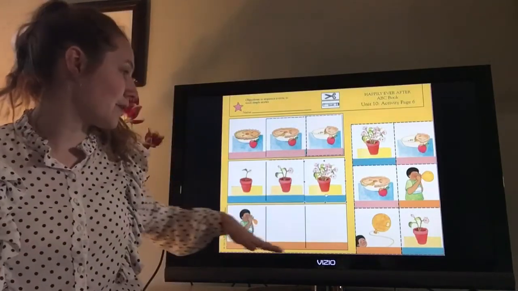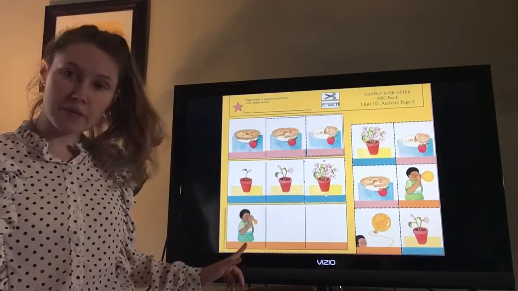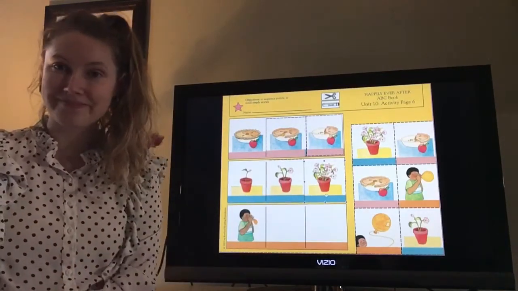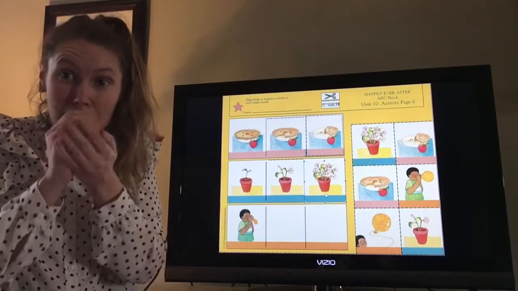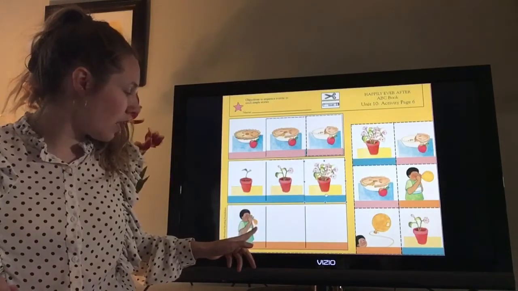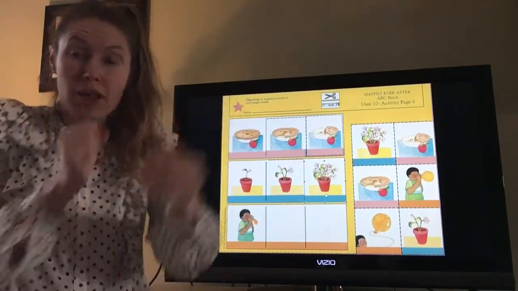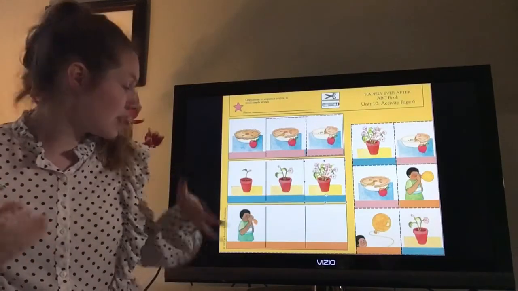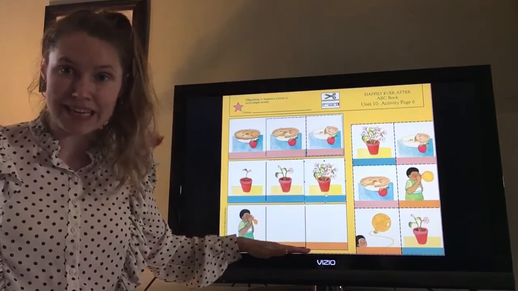Let's look at our last pictures here. We're looking at the ones with the orange on the bottom. What do we notice about this little boy here? What is he doing? He's blowing up a balloon. But he's starting with just a balloon that doesn't have any air in it yet. He still has to blow it up. So if he's just blowing some air into the balloon, what do you think is going to happen next?